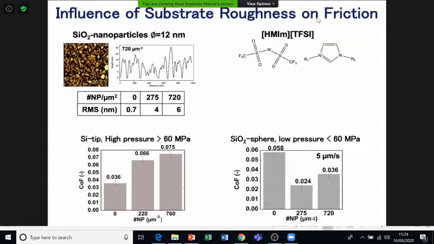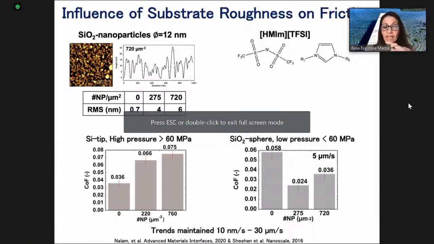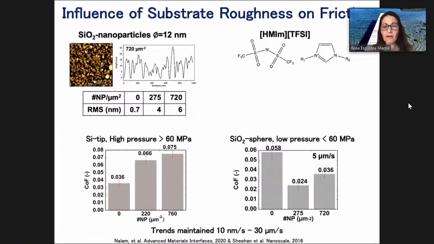So this is a very different story. It's about the influence of nanoscale roughness on the lubricity by ionic liquids. Here we prepare silica substrates with different roughnesses by sintering silica nanoparticles. You can see here an example. By changing the number of silica nanoparticles, we increase the RMS roughness from 0.7 nanometers to 6 nanometers.